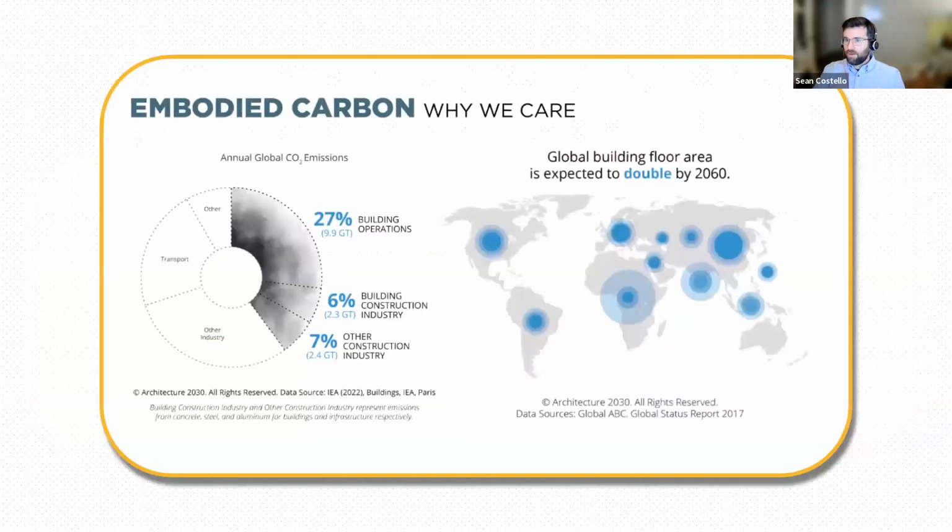So why is it important? It's definitely a huge piece of the AE industry and the building and construction industry. Global building floor area is expected to double by 2060, so there's a lot of embodied energy that's going to go into buildings within the next 50 to 60 years. There's a lot to design for, and it's important that we have awareness, because the building sector contributes a lot to annual CO2 emissions.